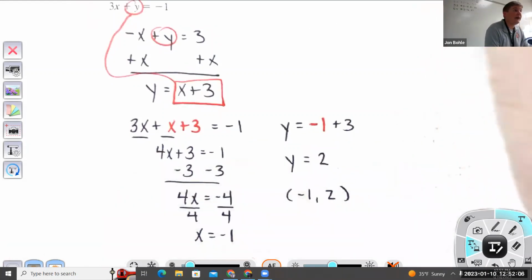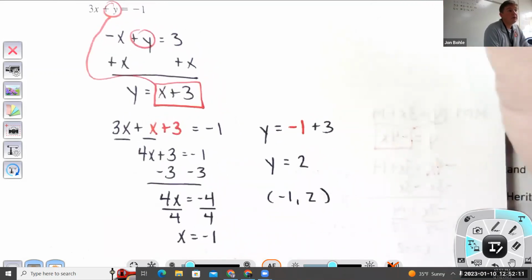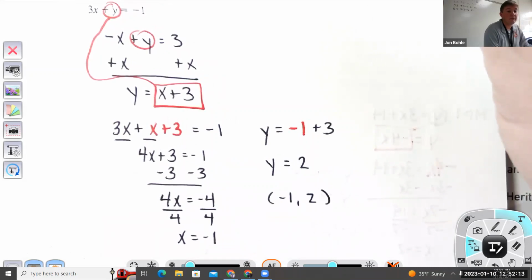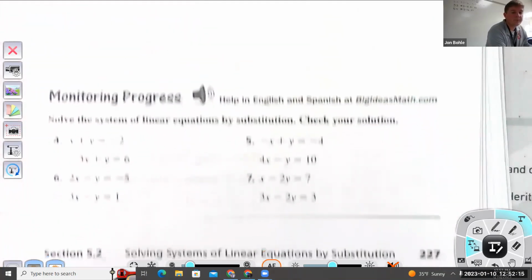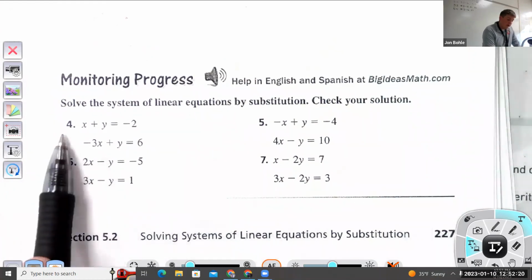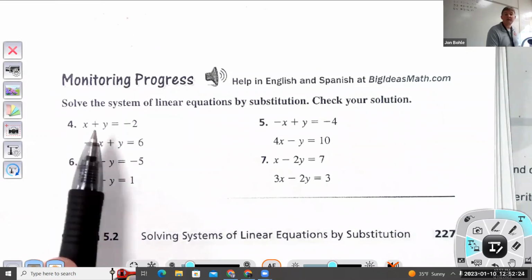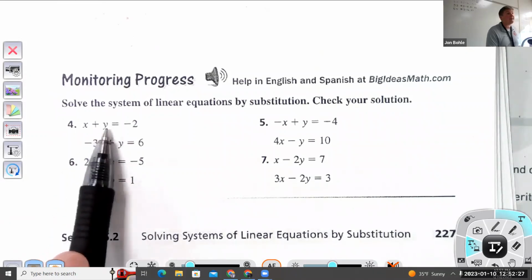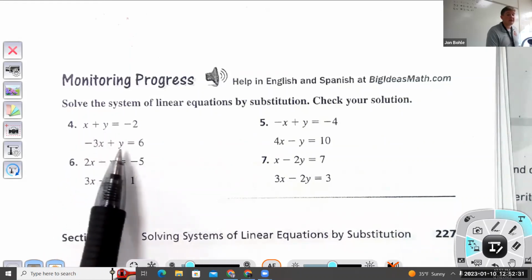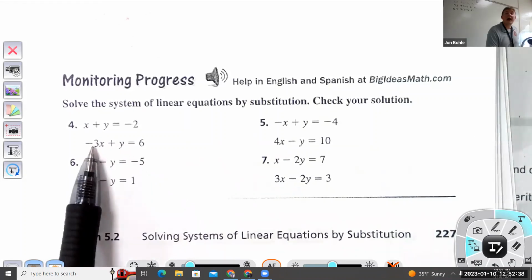Okay, I just want to look at the monitoring progress ones, and we're going to talk about what variables you could get by itself. We're not going to actually solve them though. Okay, as I look at 4, could I get this x by itself fairly easily? Yes, all I would have to do is minus y. Could I get this y by itself? Yes, all I'd have to do is minus x. Could I get this y by itself? How would I get this y by itself? Add 3x.